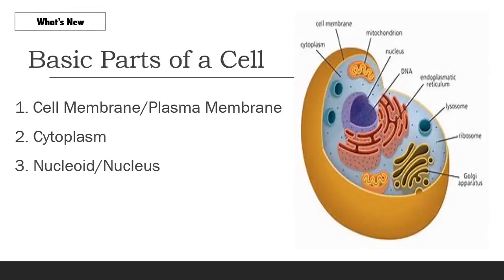The cell membrane is the outer covering of the cell. It is made up of phospholipid bilayer. The cytoplasm is a region where metabolic processes happen. This is where the other organelles float. And the nucleoid or nucleus serves as the control center of the cell. It also contains the genetic material.